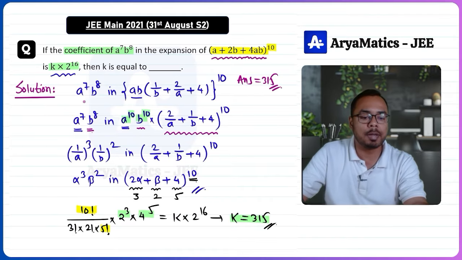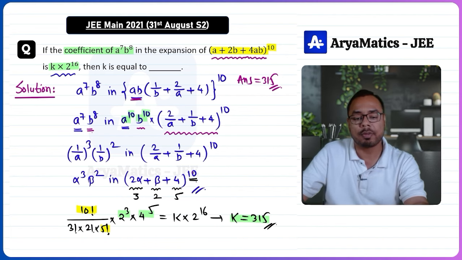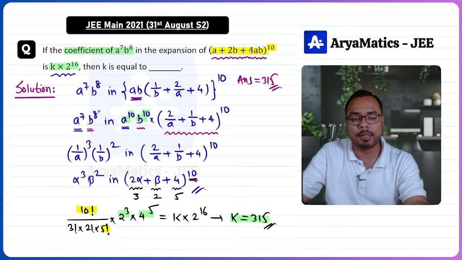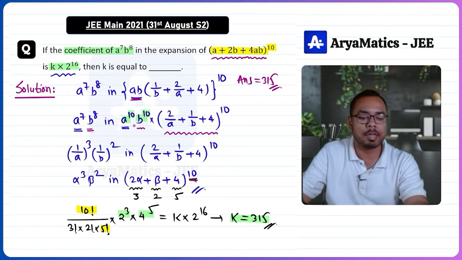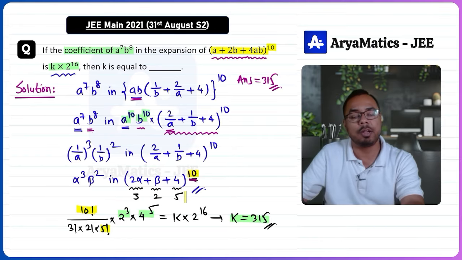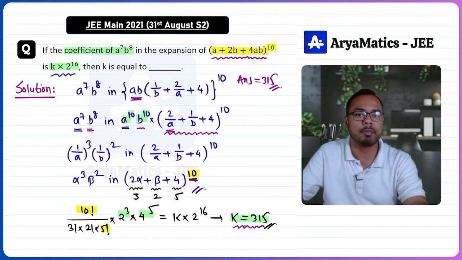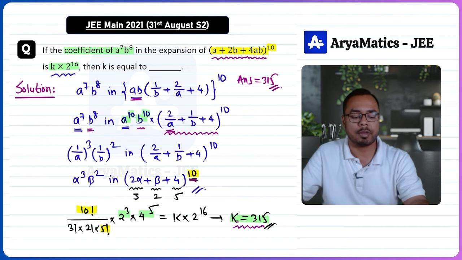So you can see that with one simple trick, just taking AB common from here, how easily we can directly solve this problem, right? Obviously we need to know the multinomial theorem for that, but now you can directly see what the exponents of these three terms, alpha, beta, and the constant term, should be. Because once you take this one common, if I need a raised to 7 and we got a raised to 10 here, then we need 1 by a cube. Similarly, 1 by b square. So we need to distribute this exponent in this manner: 3, 2, and 5. So finally, after calculation, you will get k as 315, and that is the correct answer for this problem.